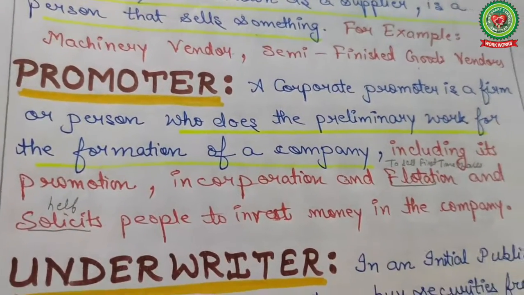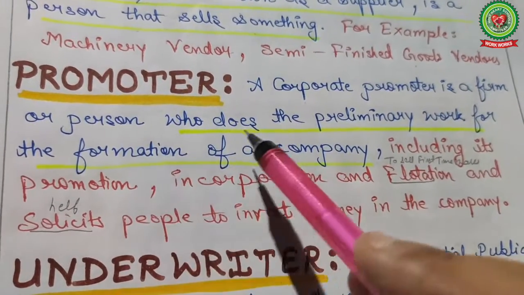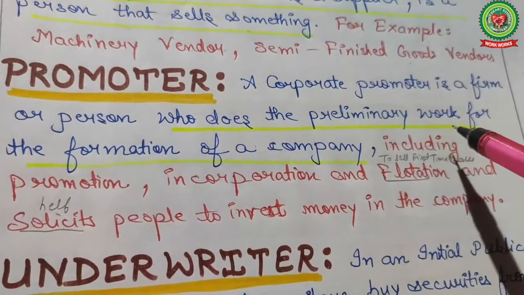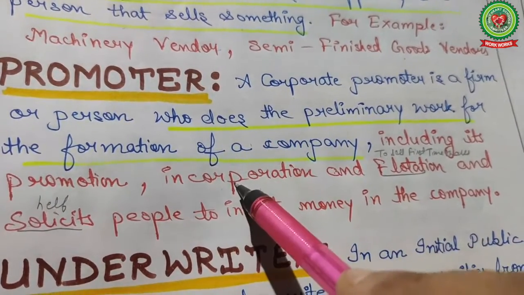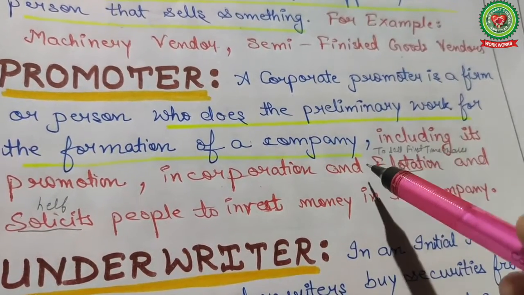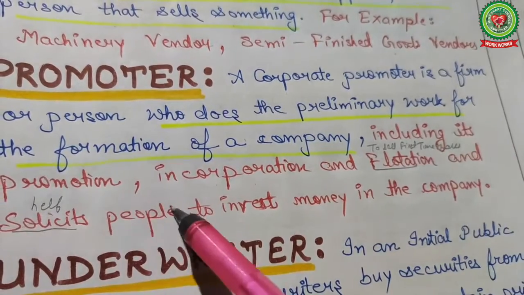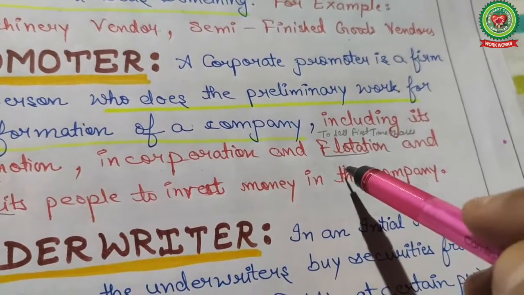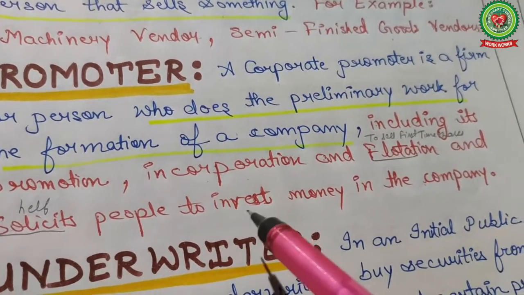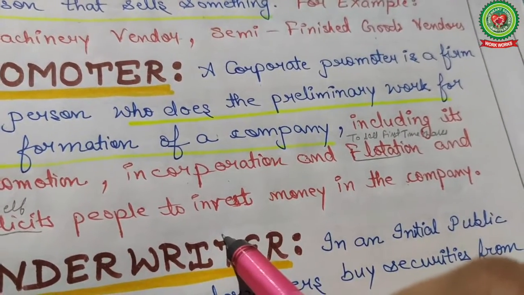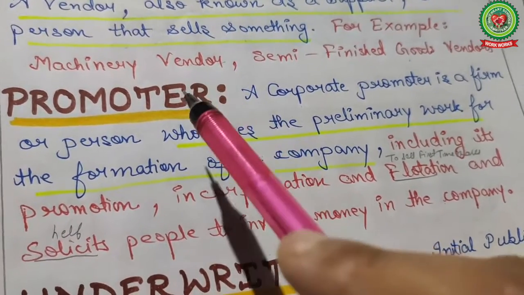Promoter. A corporate promoter is a firm or a person who does the preliminary work for formation of a company. Any preliminary starting work for formation of a company conducted by a person is considered promotion, including its promotion, incorporation and flotation. Flotation means to sell shares in the market for the first time, and it helps people to invest money in the company. So whoever first promotes the company is considered the promoter.